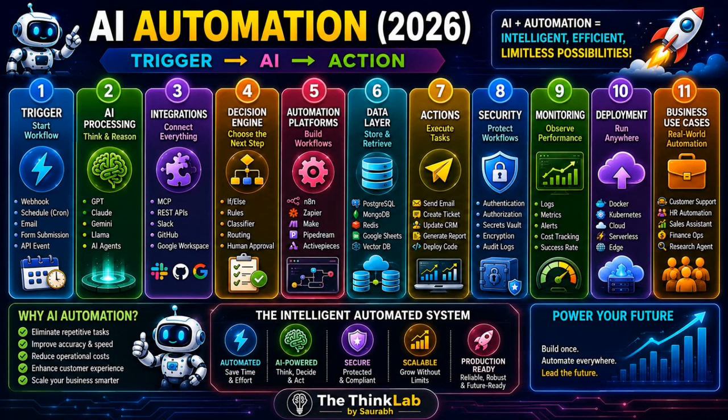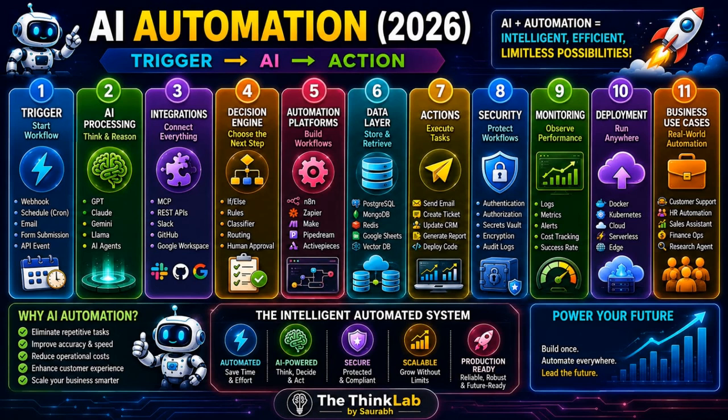Now we are moving to the next one. The sixth one is the data layer. That stores the information. Every system needs data. We store and retrieve the data using different databases like MongoDB, Google Sheets, or even vector databases. This helps the system to remember things.